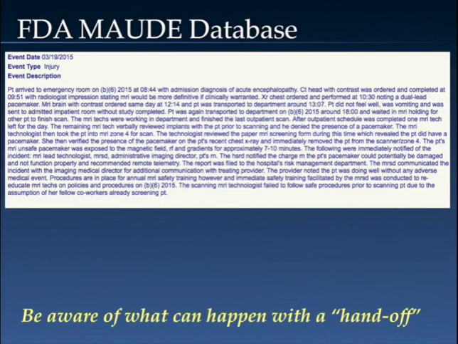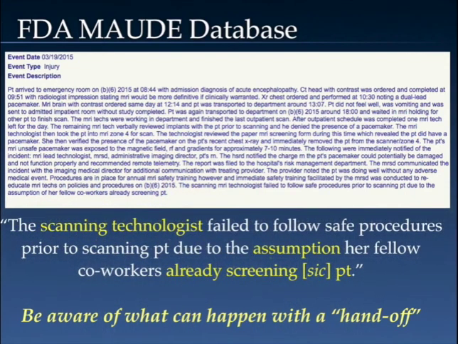Patient goes down to the department, and the patient is nauseated and vomiting and is unable to undergo the exam. So they send the patient up. They go ahead and admit the patient up to a room. Well, later that evening, about 6 p.m., they bring the patient back down for their MRI that they weren't able to complete previously during the day. The technologist apparently assumed that the patient had been screened the first time, which they weren't, and they went ahead and put the patient in the magnet. Of course, the patient did have a pacemaker. Now, the patient did not have any adverse events following this, but this definitely shows what can happen in this type of a handoff situation. And the summary in this submission states that the scanning technologist failed to follow safe procedures prior to scanning the patient due to the assumption that the fellow co-workers had already screened the patient.